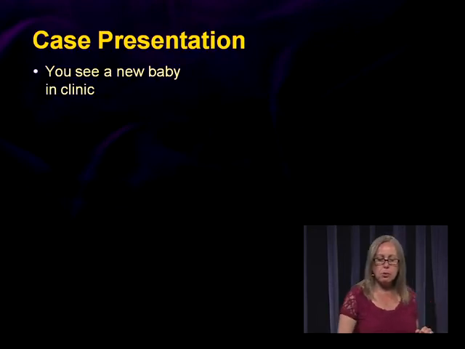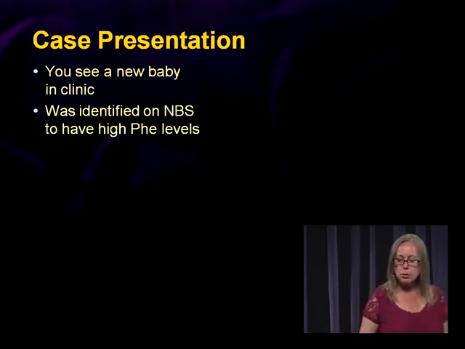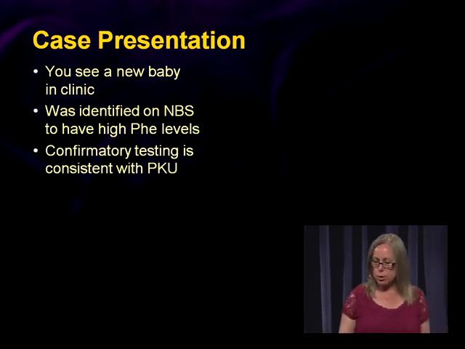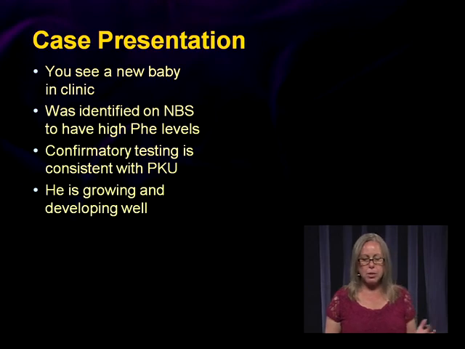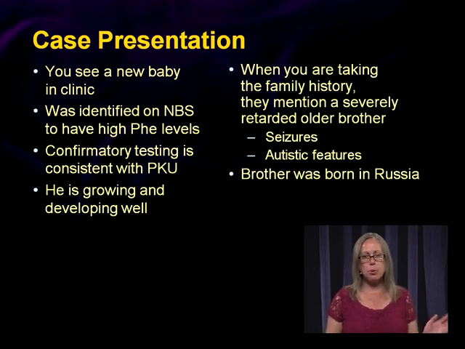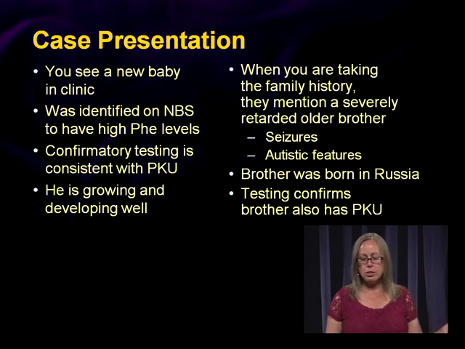So you go to see a new baby in clinic who was identified on newborn screening to have high Phe levels. Confirmatory testing was confirmatory for PKU, and the baby is growing well and developing well. When you're taking the family history, they mention a severely retarded older brother who has seizures and autistic features. And the brother was born in Russia. Test him and he also confirms that he has untreated PKU.